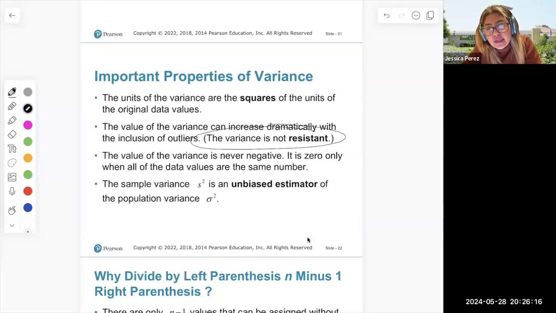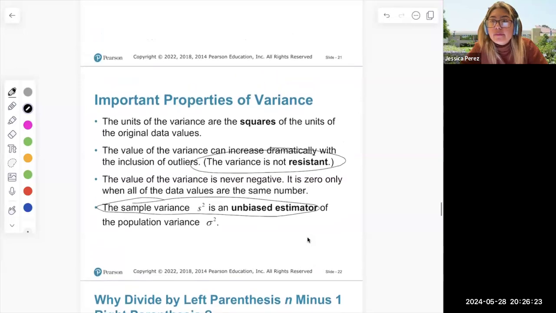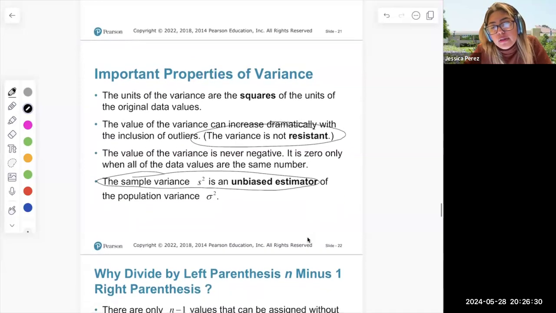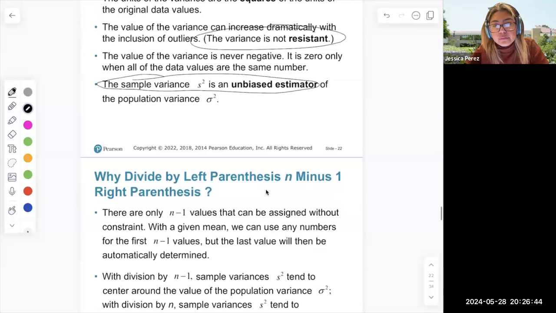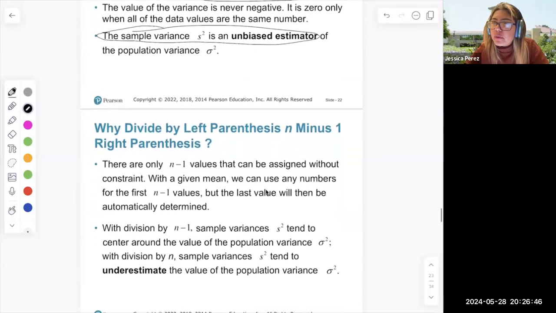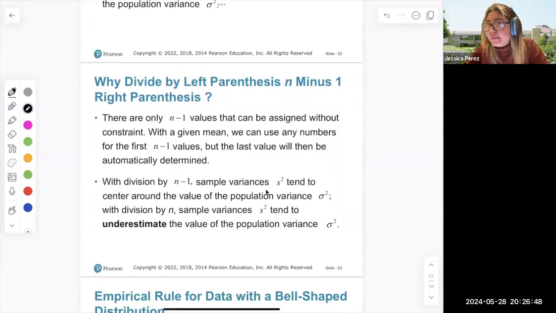S squared is again, so look at the difference. The sample variance is an unbiased estimator. So standard deviation is biased, S squared is unbiased because it's squaring. Okay? So the difference between the variance and the standard deviation is that the standard deviation is a biased estimator, whereas variance is unbiased.